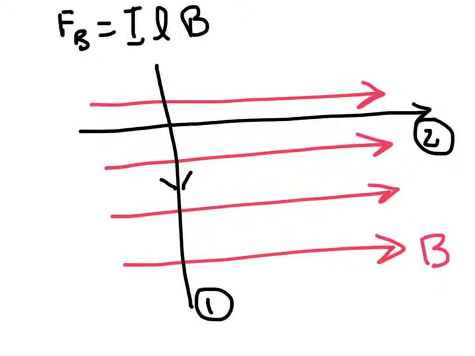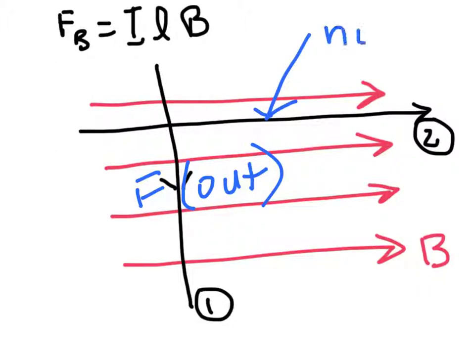Now, let's figure out what that force is. Your fingers are going to go in the direction of B, so your fingers are going to point that way. And then your thumb is going to go down the screen. And if you do that, then your F is out of the page. No F on this one.